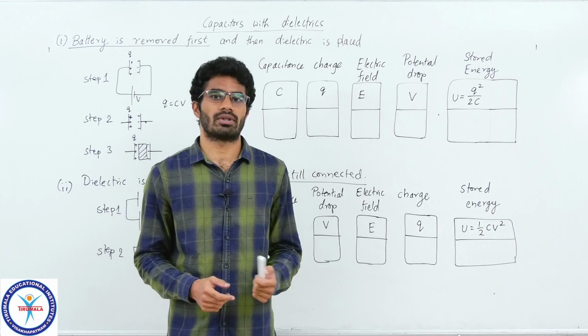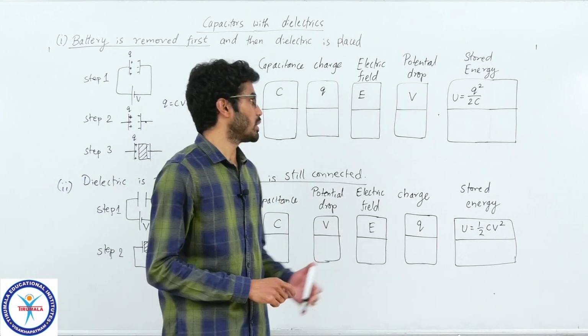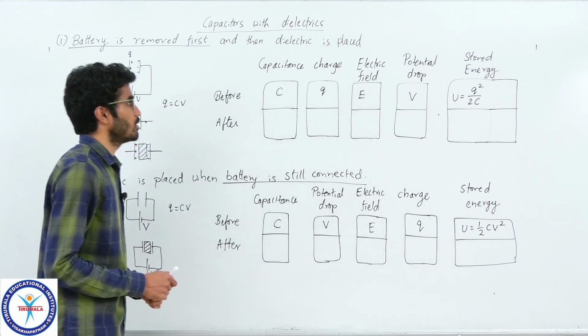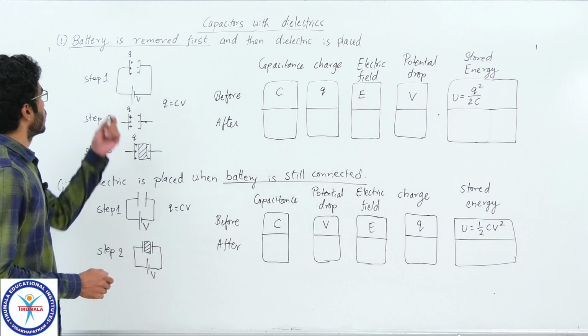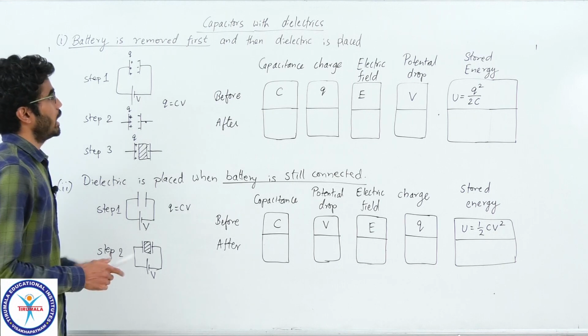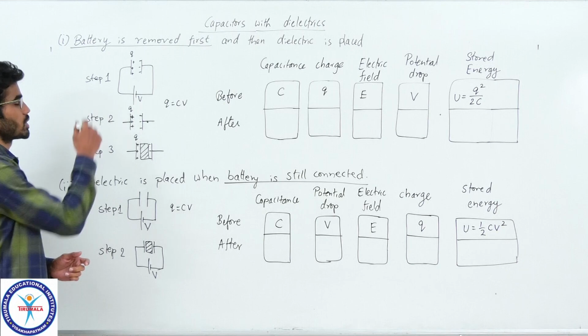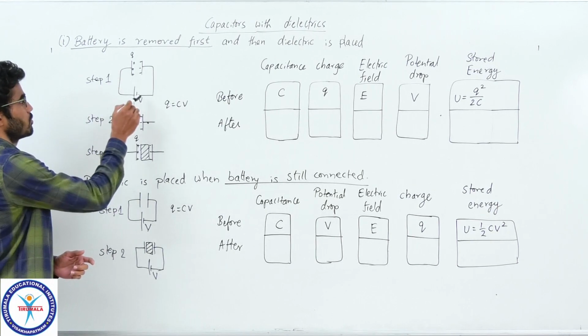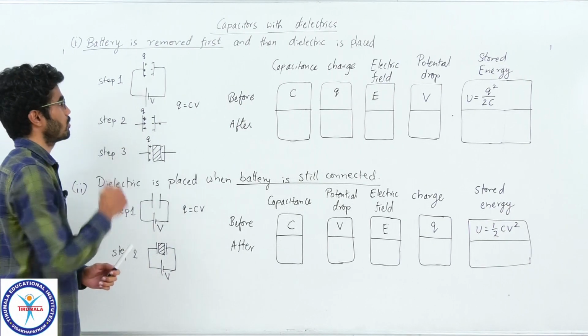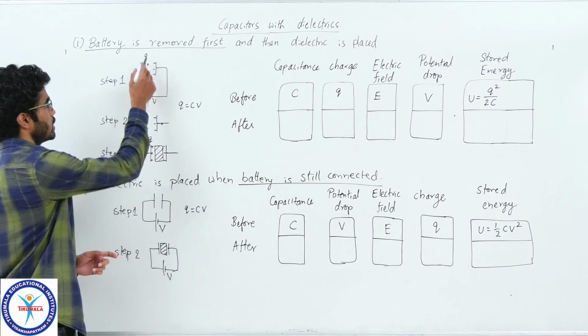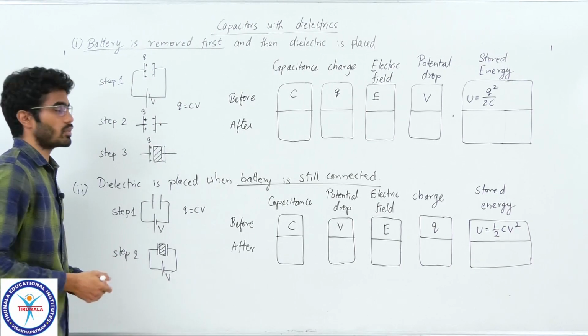So let us see what happens to different physical quantities when dielectrics are used. In the first case, the battery is removed and then the dielectric is introduced. There are three steps here. In step 1, you charge the capacitor with the battery of EMF V. So the charge that develops on it is Q, given by CV.